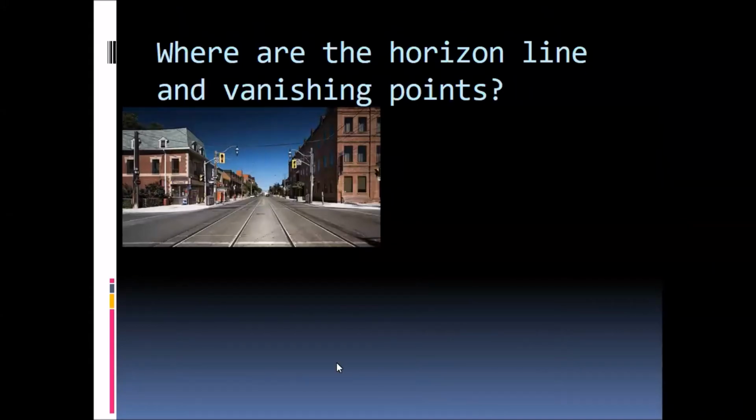Okay, so I want to show you guys a couple more examples. If we look over here, we can see that the horizon line is right above where the vanishing point is. If we look at the train tracks, if we look at the wires, they all meet right here in the center. So that tells us that it's our vanishing point. And then also, it looks like where the sky is touching the road.